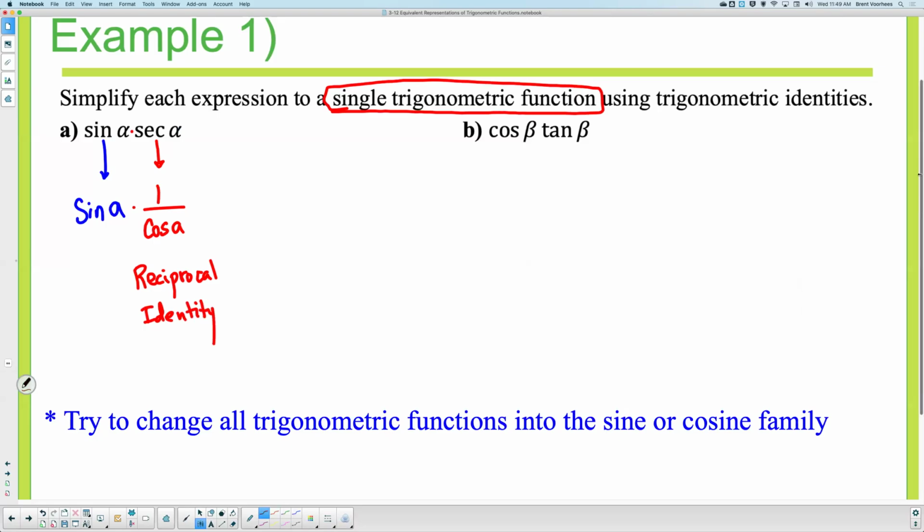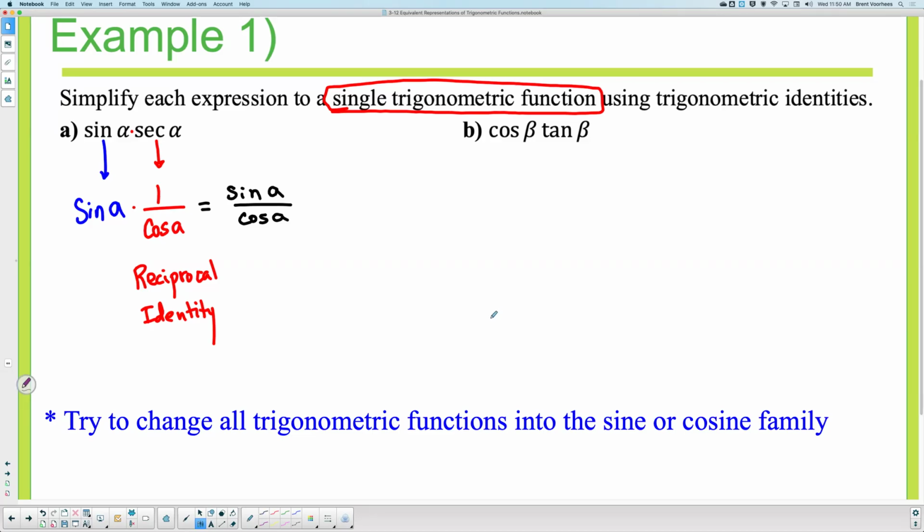Okay, let's do the math. This says to multiply. What is sine times 1? So it's just sine alpha over cosine alpha. So I'm still not done. It says change it to a single trig function. That's 2 trig functions. So what could I do now?